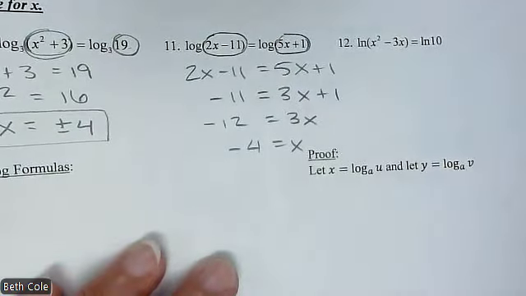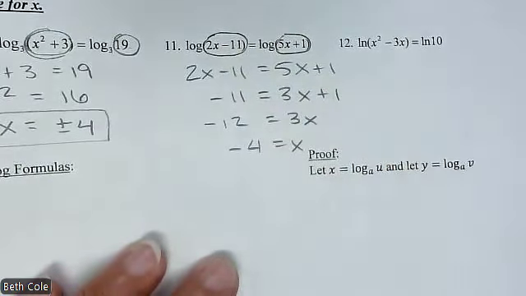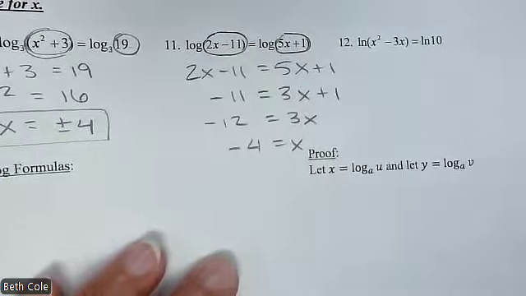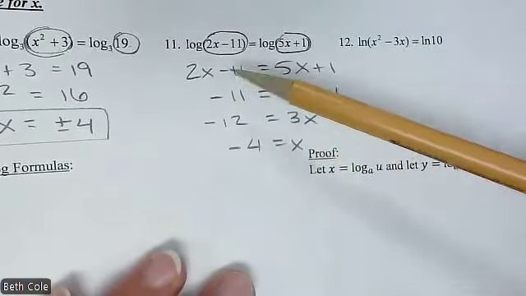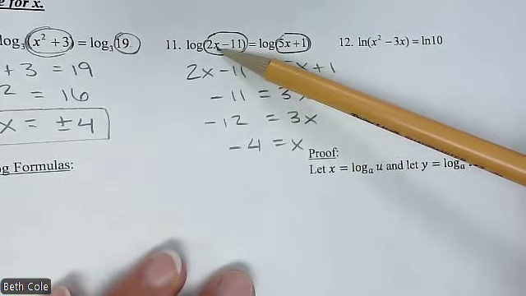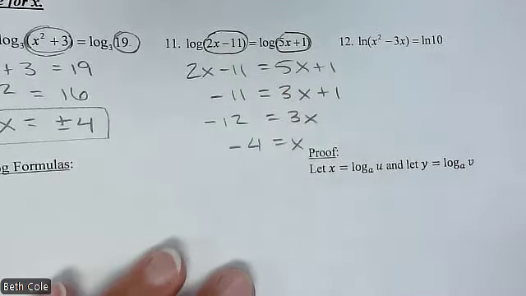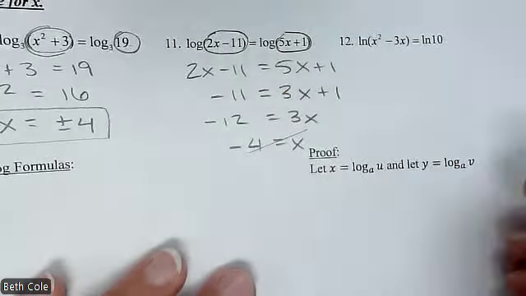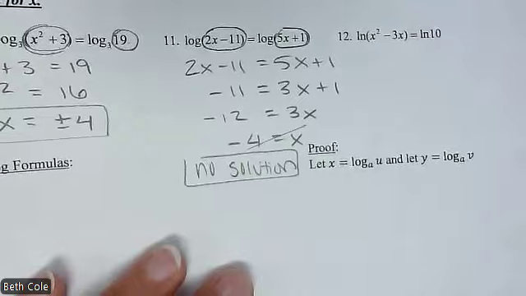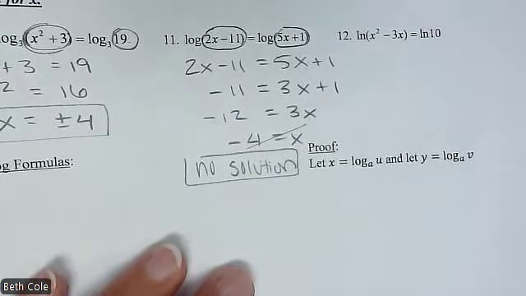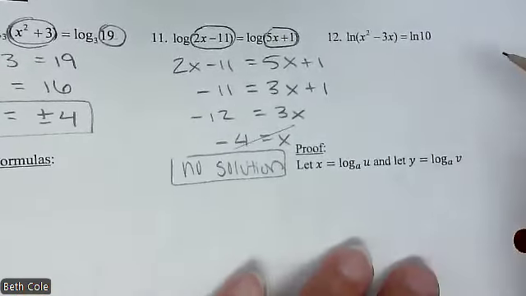You can keep a negative answer as long as when you plug it back in, you don't have a negative inside the logarithm. I think this one's a problem, though. If you plug back in -4, that would be -8 minus 11, which is negative. So we have to get rid of that. And so it is no solution. So you can't log a negative number. Again, you can have a negative answer as long as when you plug it back in, it doesn't make the logarithm negative. So you just have to check.